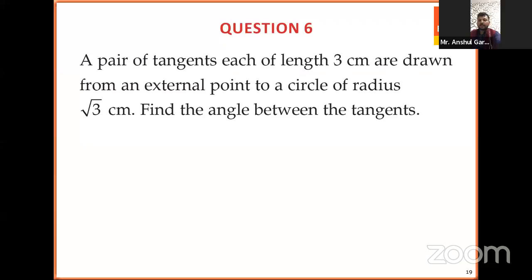We have it on the screen, I think. So a pair of tangents, each of length 3, are drawn from an external point to a circle. So there is a circle of radius √3.